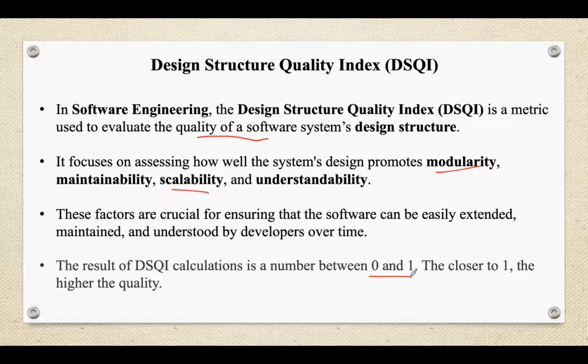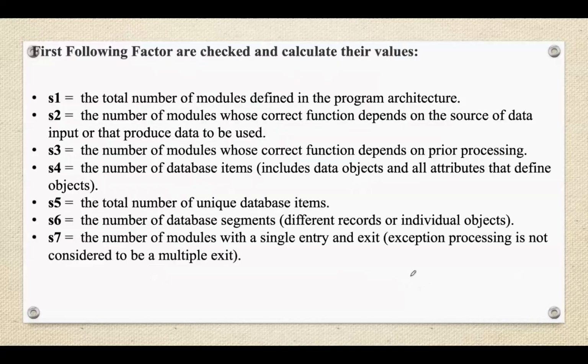What is the main purpose of this DSQI? This actually helps to quantify the modularity and complexity of the software design by examining its architecture and relationships between its components. And this index is even useful for identifying potential areas of improvement in the design, especially in terms of minimizing coupling and improving cohesion within the system. So these are the factors that need to be checked, and these values should be calculated.